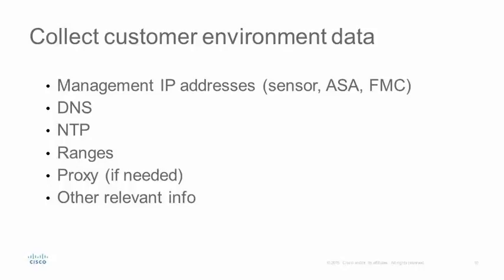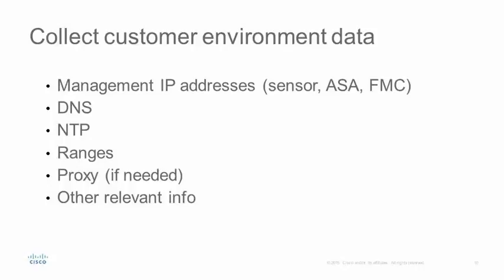So find out ahead of time the IP addresses that we're going to use on the sensor. If we're doing this on an ASA, we need an IP address for the underlying ASA, a management IP address. And of course, we're going to need an IP address for the Firesight Management Center, or otherwise known as FMC, formerly known as Defense Center. You'll hear people use those interchangeably, but I'll be using FMC. DNS, NTP information, what network ranges are we interested in looking at?